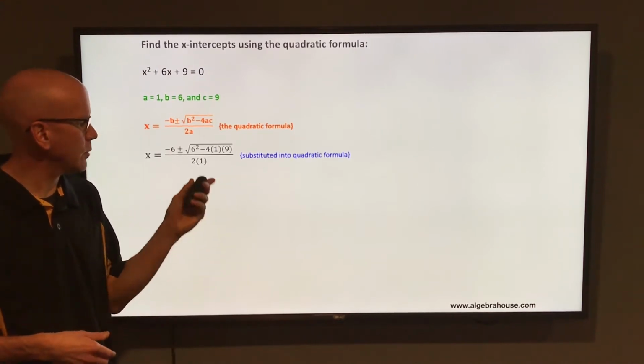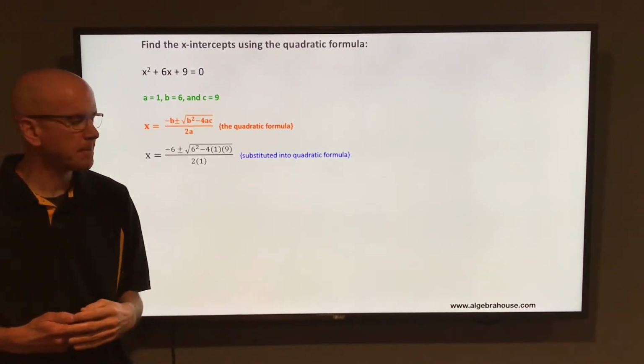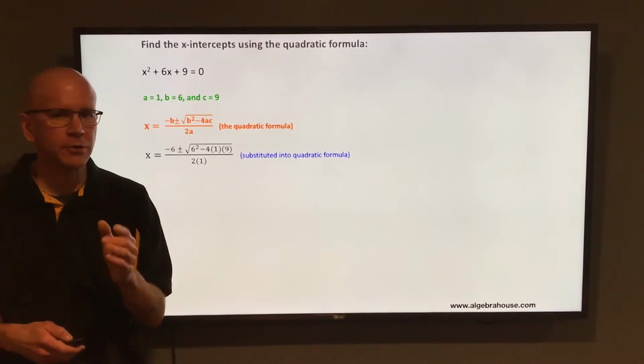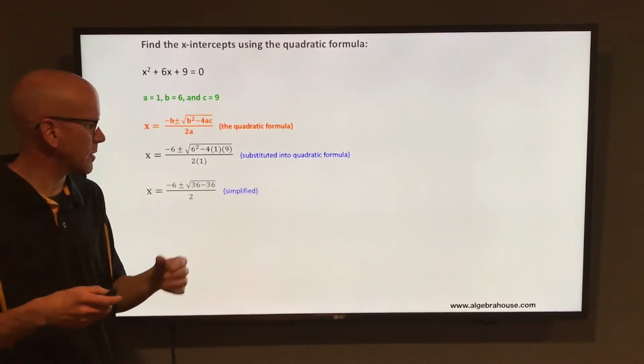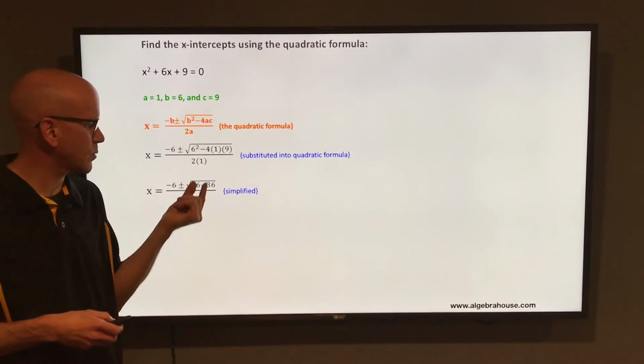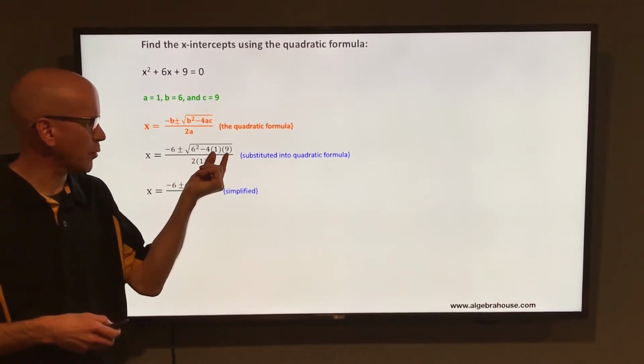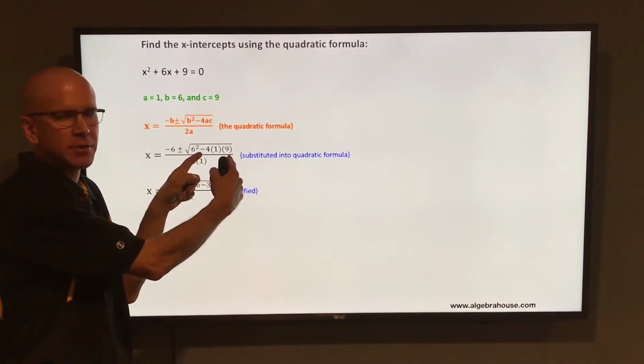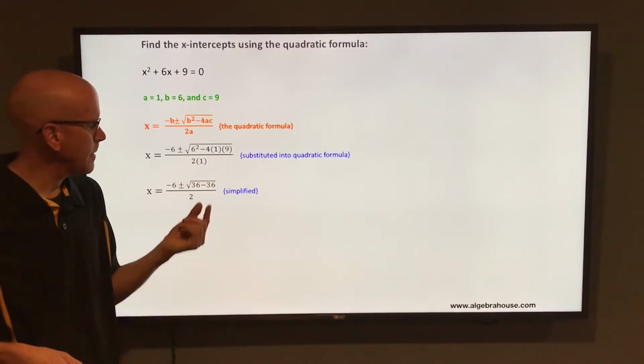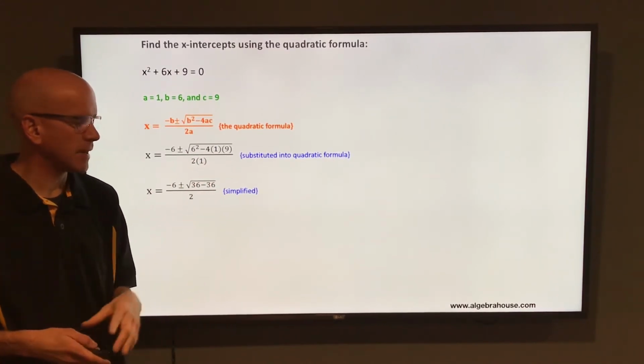That's all over 2a, which in this case is 2 times 1. Work through that and watch your signs. Take the negative of 6, it's already there, negative 6 plus or minus the square root of 6 squared, that's 36, minus 4ac. Watch this area right here. This is usually where people make mistakes. Negative 4 times 1 times 9, that is negative 36.